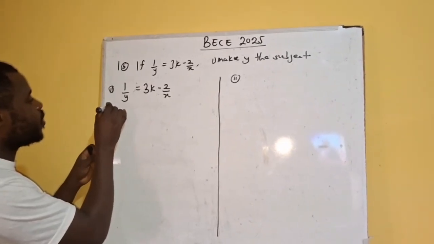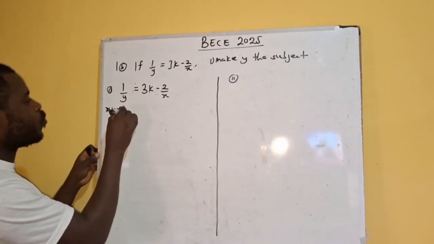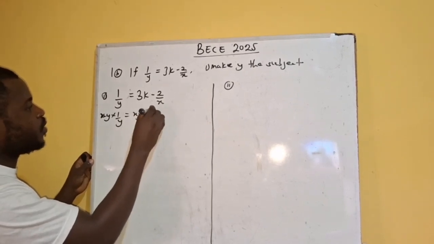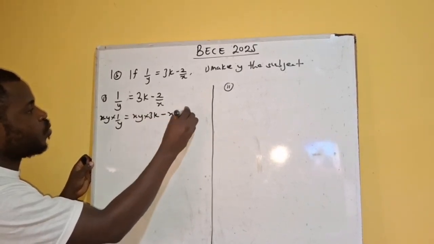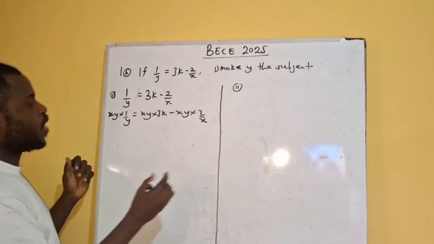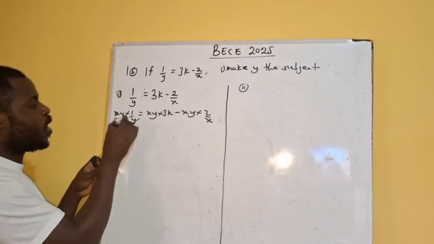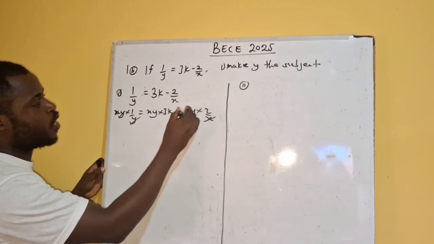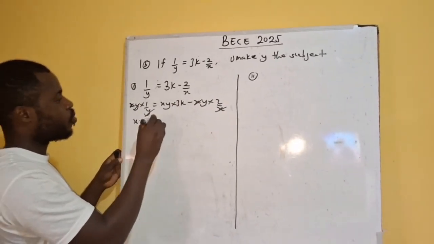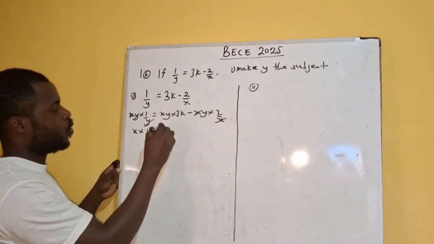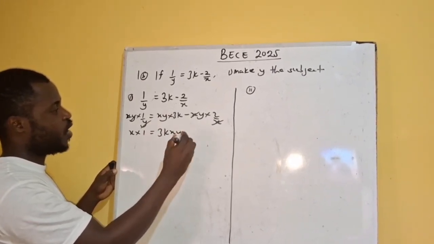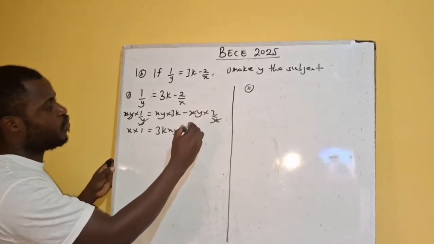So here will be xy times 1 over y, which will give us xy times 3k minus xy times 2 over x. So we have to cancel out with the denominator. y will cancel y here, x will cancel x here. Now what do we have here? x times 1, which will give us this one in alphabetical order. We can say 3kxy, then minus this one. What is left here? 2y.